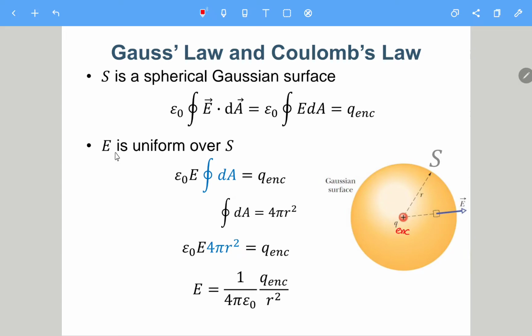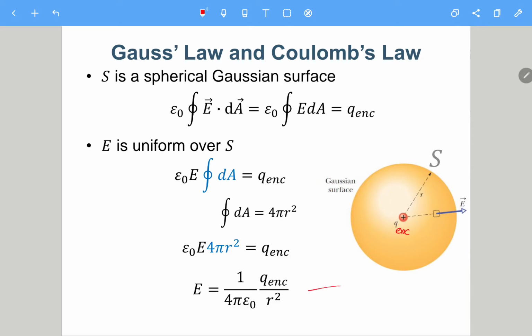Here, E is uniform over S, because we assume the distance from the center to the surface is constant. So E is a constant, and I can just pull it out. The surface area of the sphere is 4 pi r squared. So I can put everything in and rearrange the terms, putting epsilon naught 4 pi r squared on the right hand side, so that E will be nothing but this.